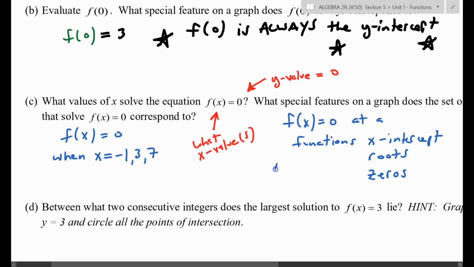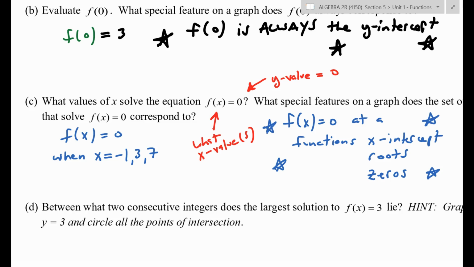Yeah. Guys, star this. This is another one of those things that I know for a fact is extraordinarily important this year. How do I find the roots? How do I find the y-intercept? I either do that or I do that. I either plug in 0 or I set equal to 0, right? Okay.